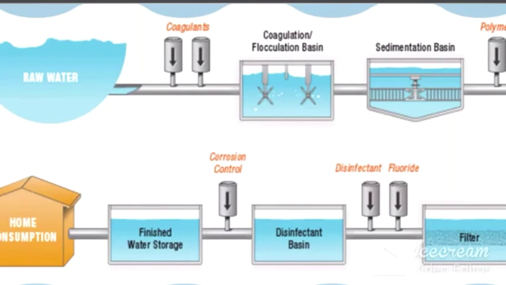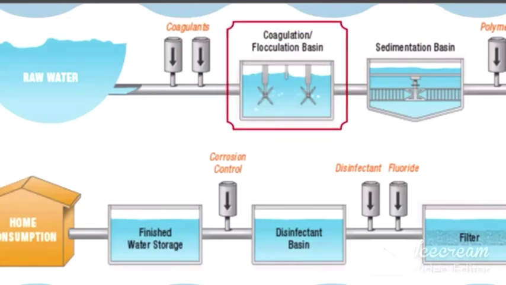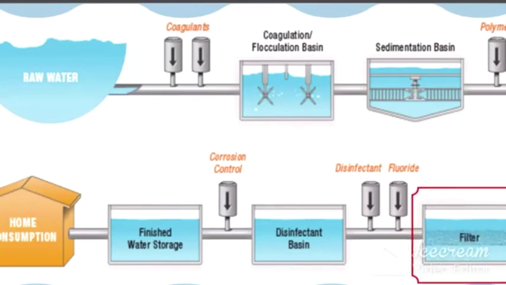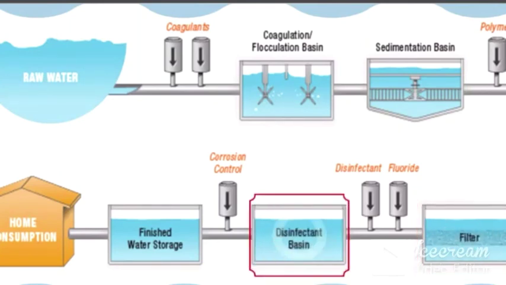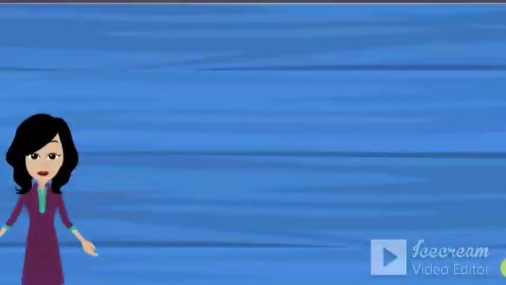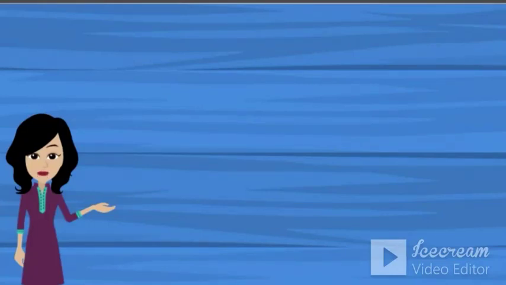The 5 major unit processes include chemical coagulation, flocculation, sedimentation, filtration, and disinfection. Let's note down the different processes involved in the unit water treatment process.